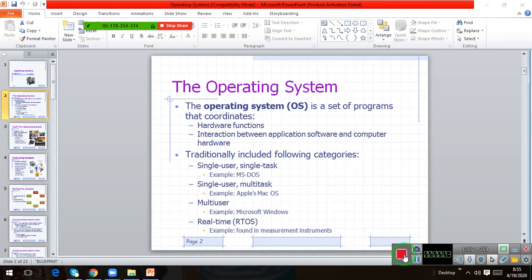The set of instructions which is used to coordinate between the different components of the computer hardware as well as the application software is known as the operating system. So the operating system is used to perform the coordination between the hardware functions and the interaction between the application software and the computer hardware. As I told you, the major role of the operating system is to perform the interaction between the hardware as well as the application software.